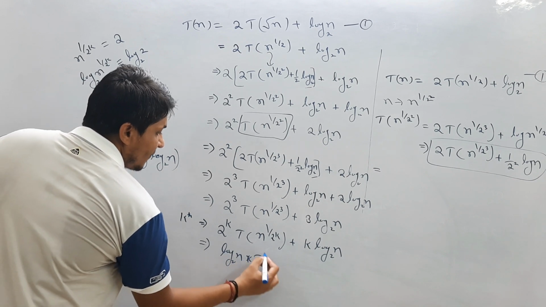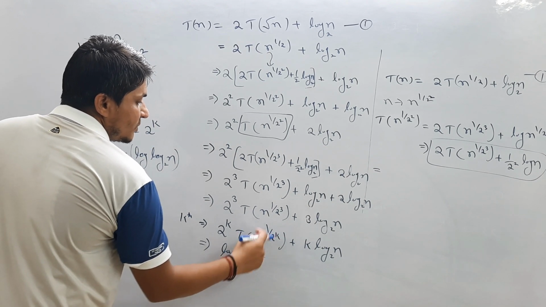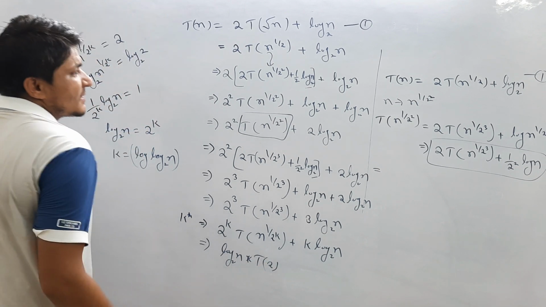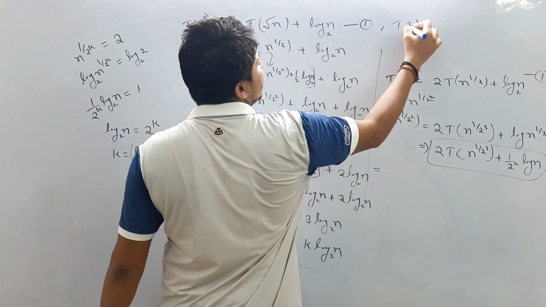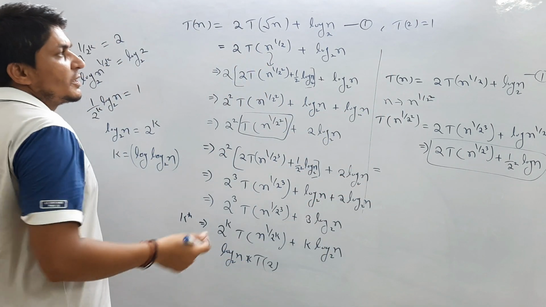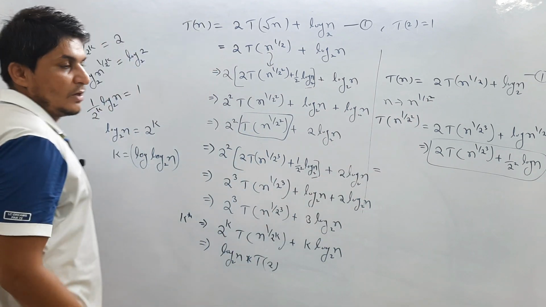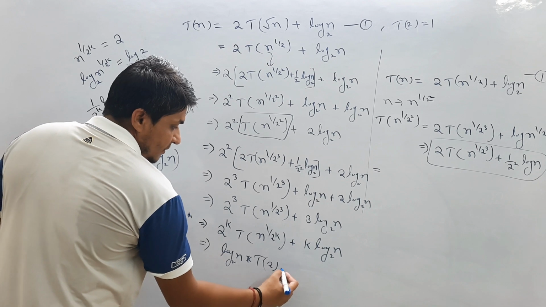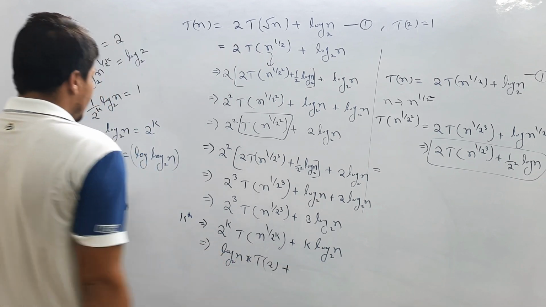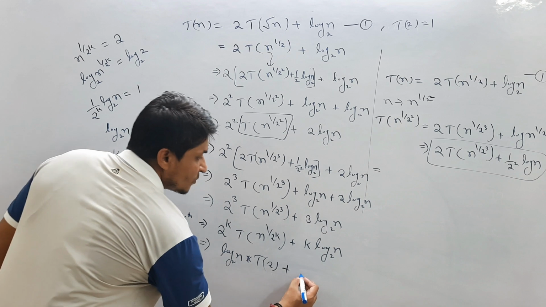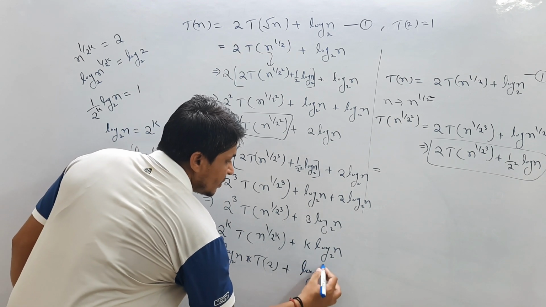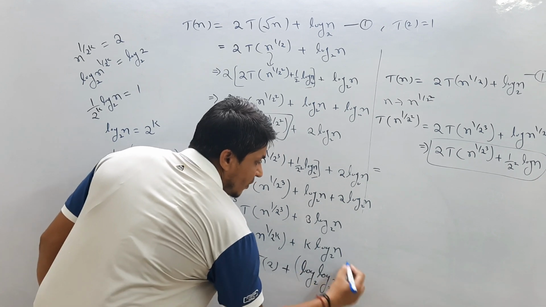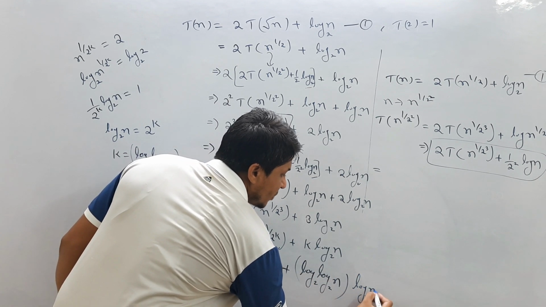Now I have assumed this value to be 2, so T of 2. Let us consider this is the termination condition, T of 2 is 1. Termination condition will always be constant, so we can assume anything, depending on the question. And T of 2 plus, now what is the value of k? k is nothing but log n, so k is log base 2 n. So this is k, and log n is already there.